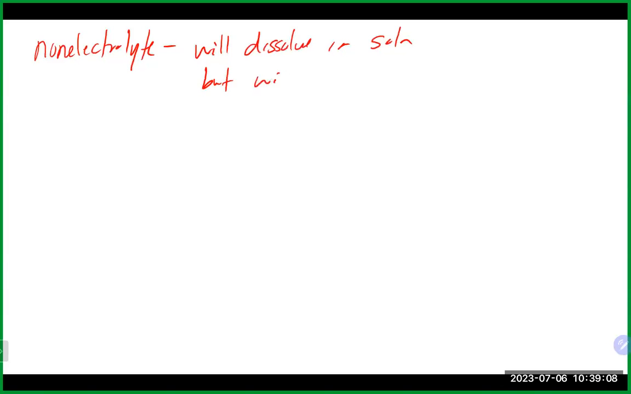Now, a non-electrolyte will dissolve in solution, but it will not produce any ions. And it's really that lack of ions in the solution which is why it will not conduct electricity. So because you're not producing any ions, it will basically not be able to conduct electricity.